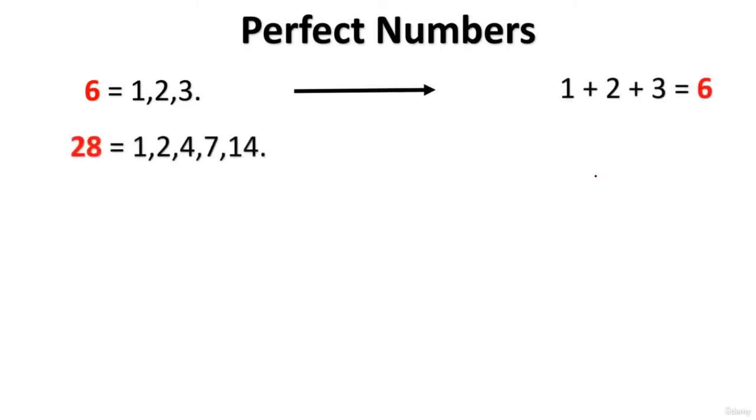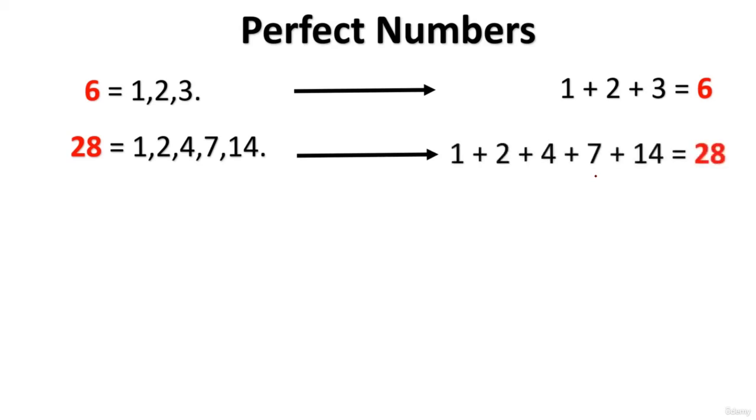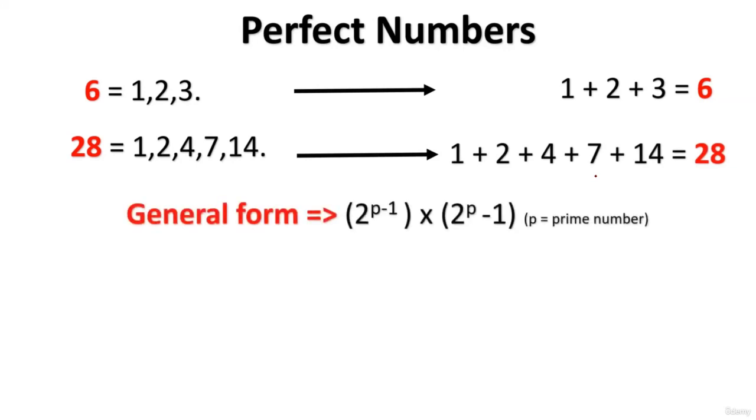Okay, same thing you can observe for the number 28. 28 has factors 1, 2, 4, 7, 14, and 28 itself. Okay, if you ignore 28, the remaining factors are 1, 2, 4, 7, 14. When you add them, 1, 2 is 3, 3 plus 4, 7, 7 plus 7 is 14, 14 plus 14 is 28. Same number is again obtained back, right? So these are basically called perfect numbers. If you add the factors of the number except itself, you get the same number back.